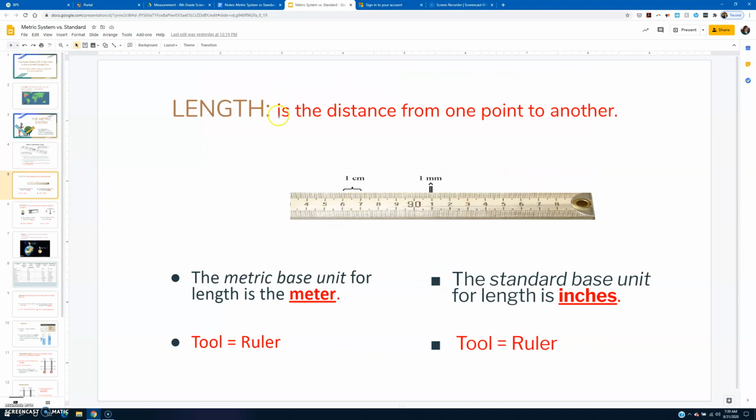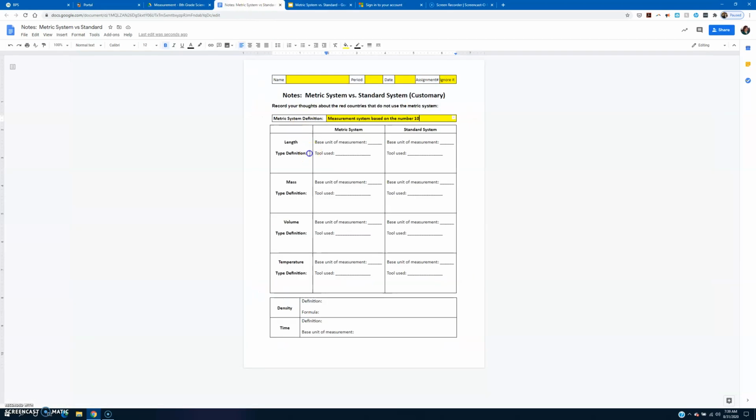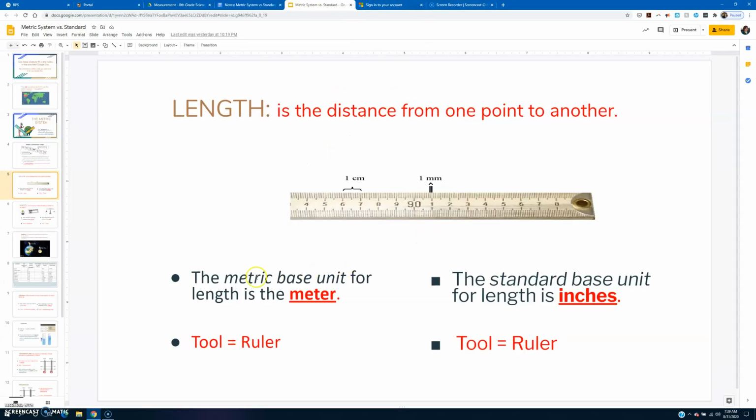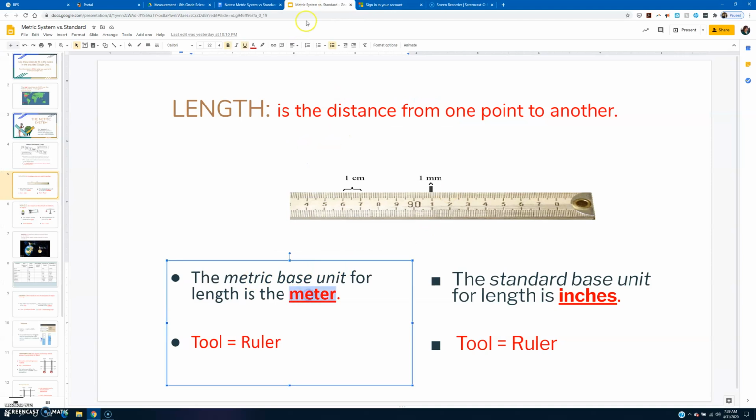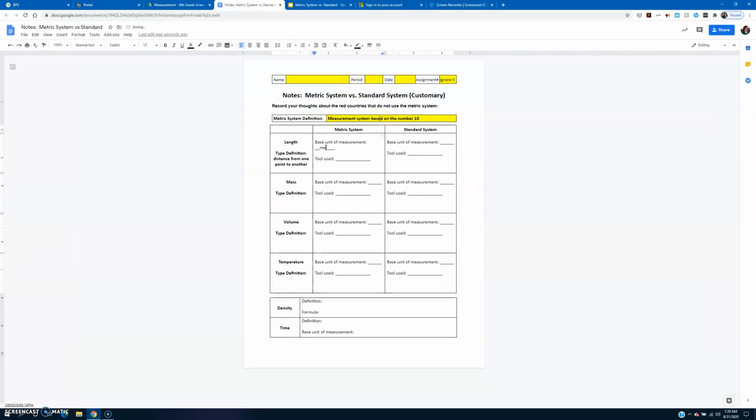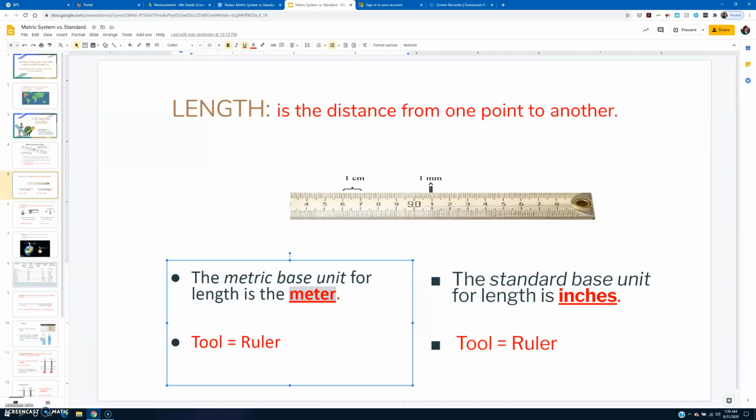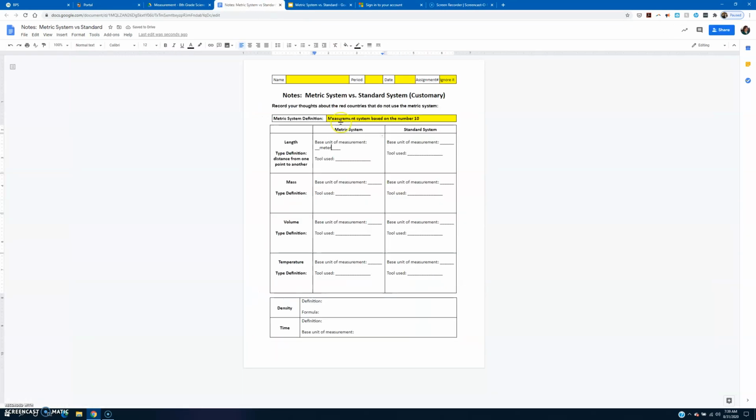So let's talk about length. Length is a distance from one point to another. Okay, so the definition for length, where it says type definition, distance from one point to another, should be here. And the base unit of measurement in the metric system, metric base for unit, is the meter. So I would go back over here and I would write meter, and the tool used, I noticed, said ruler. So type ruler. You can delete these extra lines if you want.